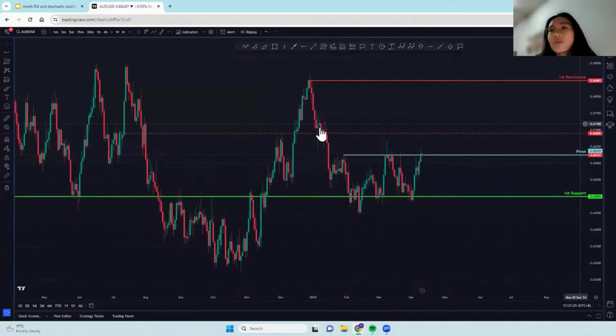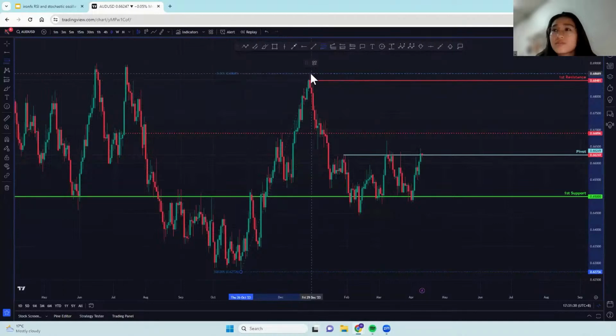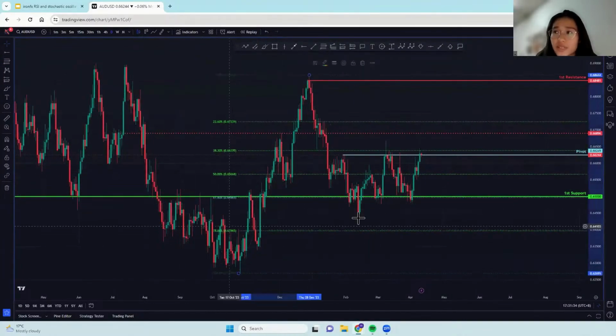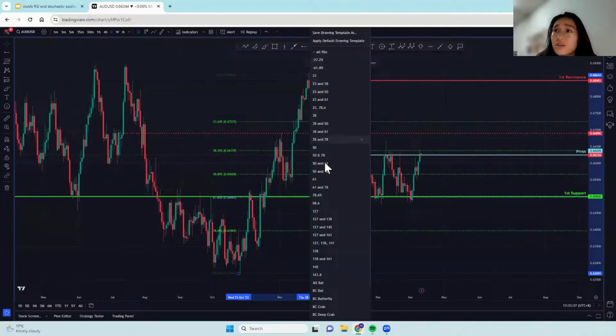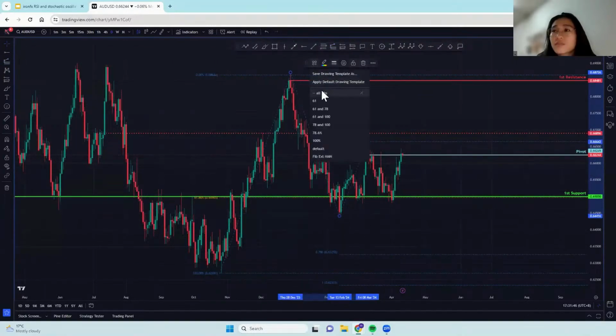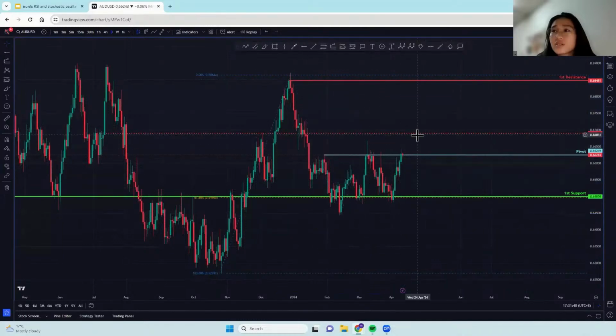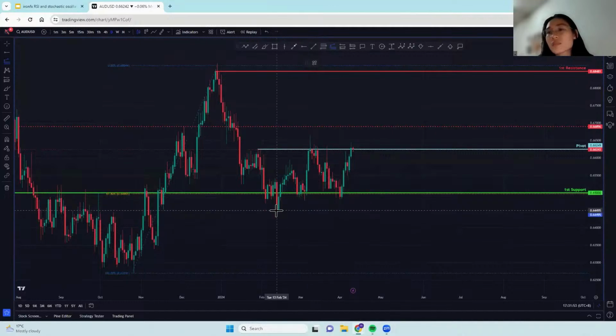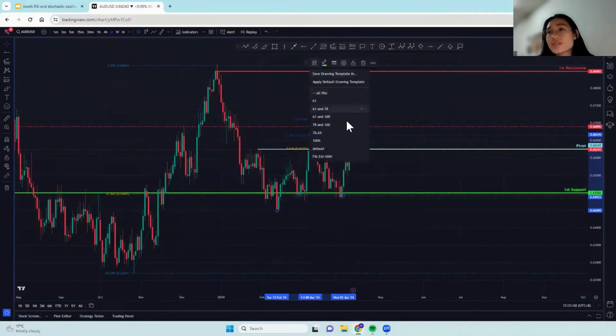Okay, now let's go in with our Fibonacci levels. So I'm gonna go in with a retracement and I see my 61.8 line up with my first support. Next I'm going in with a projection. Okay, 61.8 lines up nicely.